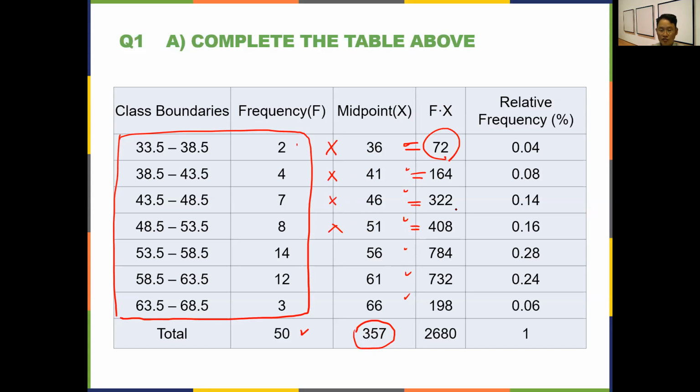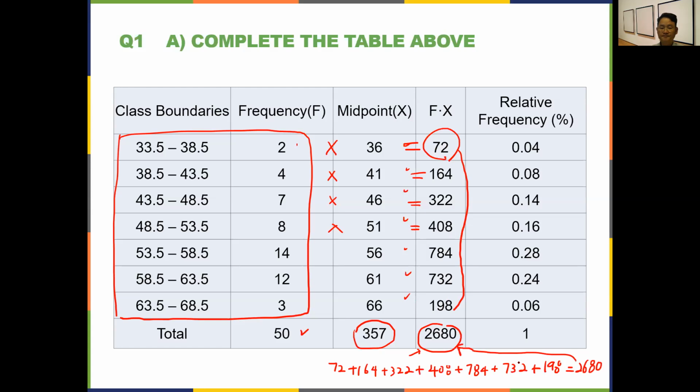So once you get all this, and you add all these numbers, you got this. So this number came from 72 plus 164 plus 322 plus 408 plus 784 plus 732 plus 198. Then that's going to be 2,680, right? This number right there.